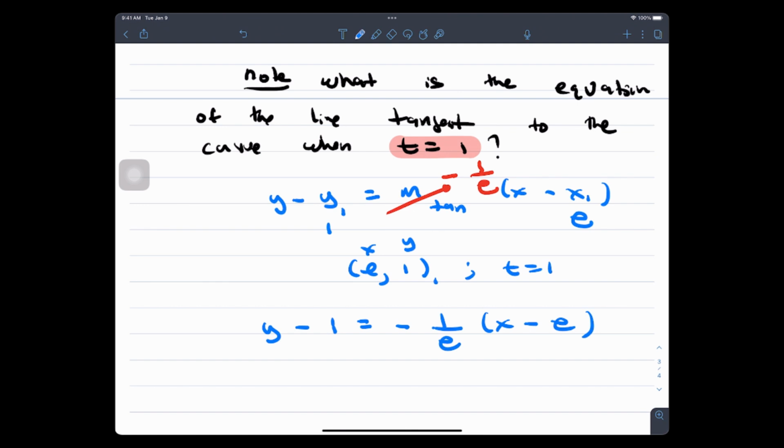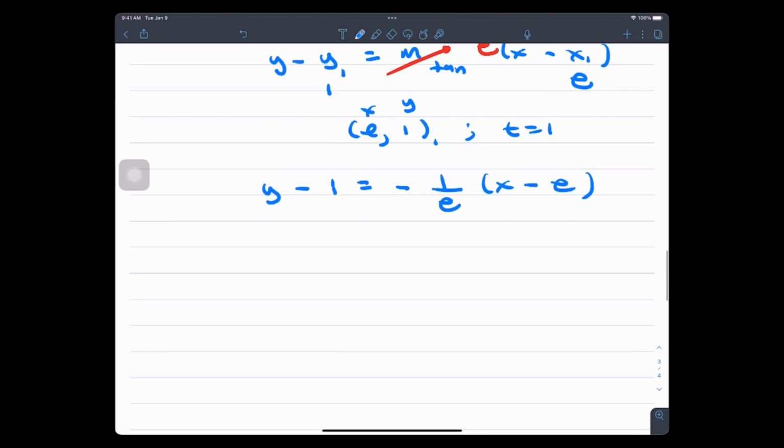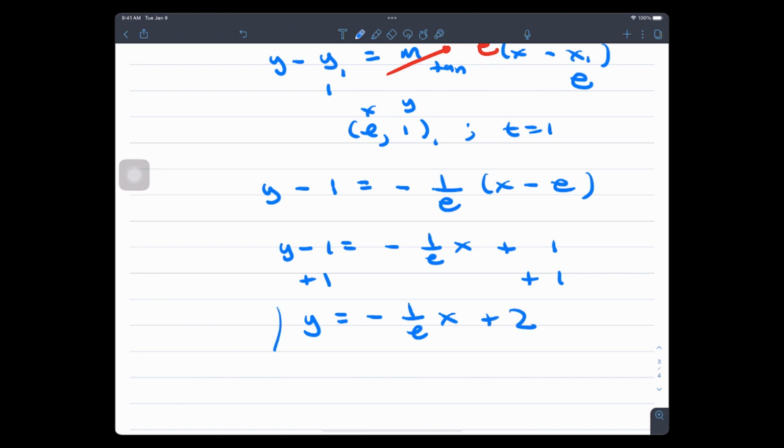Okay, that's a Calculus 1 question. Is that true? Do you guys see what I'm saying? So if you do a little bit of algebra, you now get y minus 1 becomes negative 1 over e x plus 1. Is that true? And then I can add 1 to both sides, and you get y tangent, which is what we're looking for. So this is the equation of the line tangent to the curve at the location. This is also known as the tangent line.